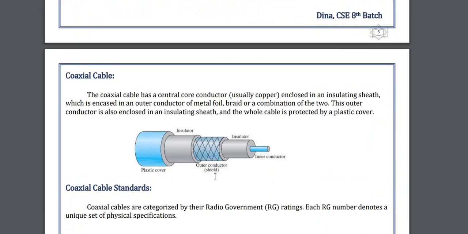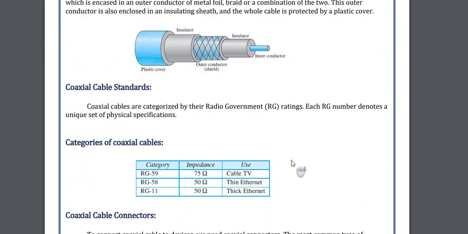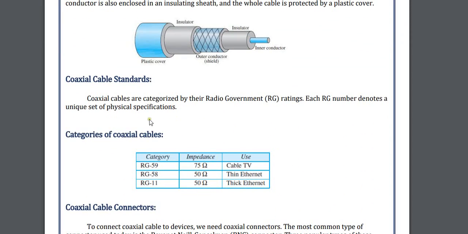Now the coaxial cable. In the coaxial cable we have first the plastic cover, then the insulator, then the outer conductor, which is the shield section, and then again an insulator, and lastly we have the inner conductor. This is the coaxial cable that we use in our cable TV. The wire we use in our cable TV is known as the coaxial cable. The coaxial cable's standards and categories are given below.